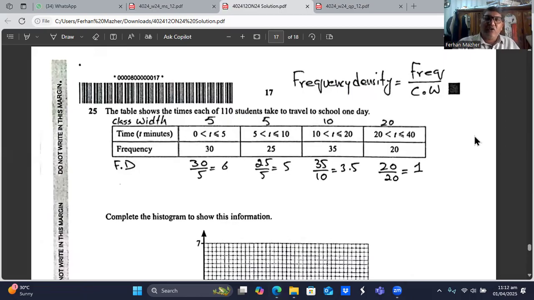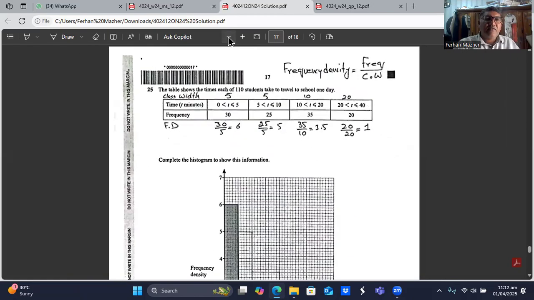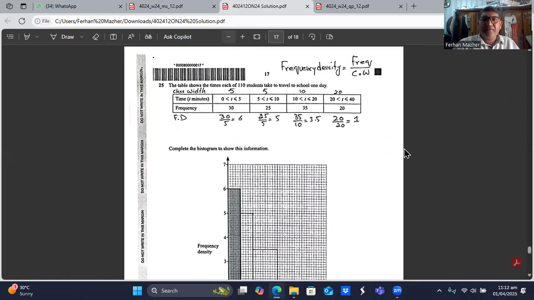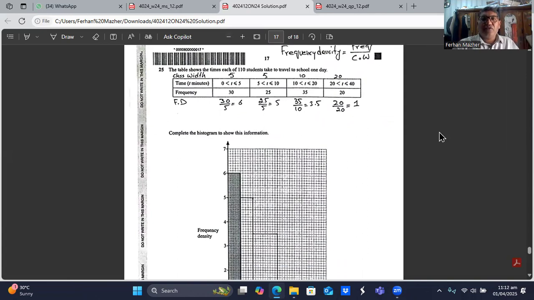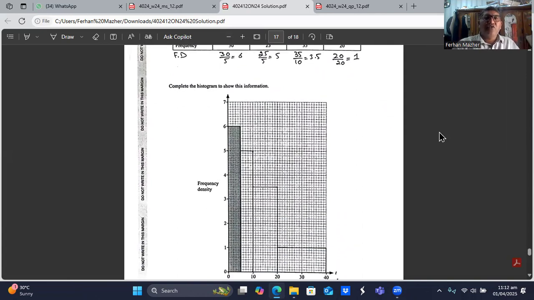Okay, then I will draw them on my histogram. So from 0 to 5, the frequency density is 6. From 5 to 10, the frequency density is 5. From 10 to 20, the frequency density is 3.5. And from 20 to 40, the frequency density is 1. So this is how I will draw this histogram.